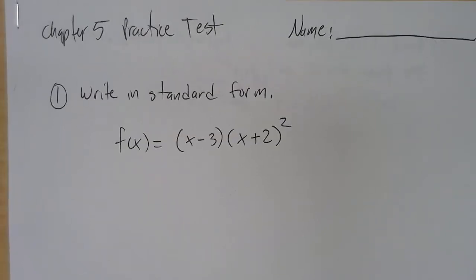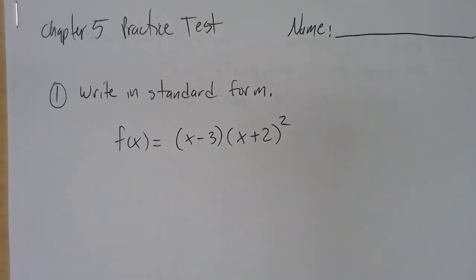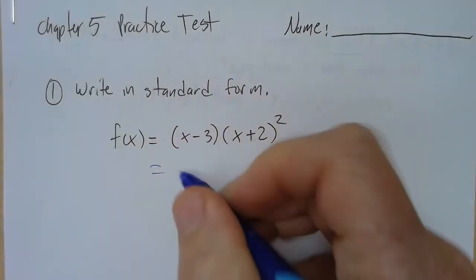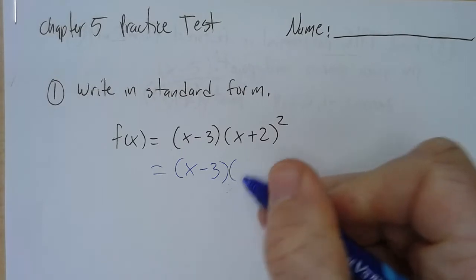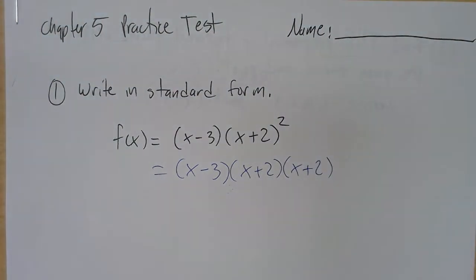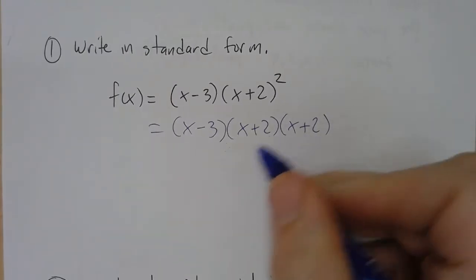All right, here's a practice test for Chapter 5 for College Algebra. Write in standard form. Right now this is in factored form. There's three linear factors here, x minus 3, x plus 2, and since it's squared, it's x plus 2 again. All right, so we're going to multiply this out.